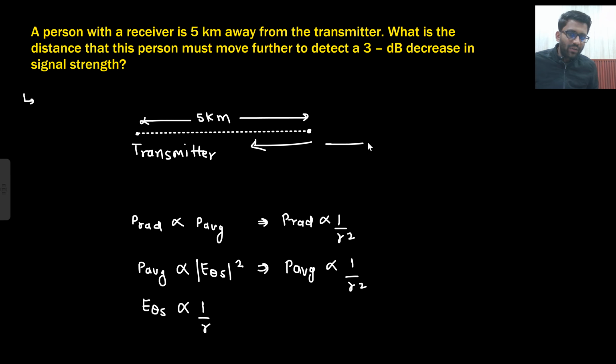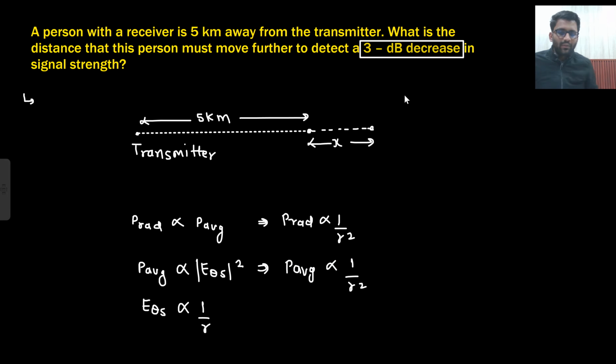Person will go in this direction only, no? It will cover some distance x because it needs to reduce the power. And how much power does it need to reduce? 3 dB decrease. Do you remember what is the meaning of 3 dB decrease? If you have studied network analysis, then you would know. 3 dB decrease means half power. So here power is P. Then what is the power here? P by 2. So what I can do is, 10 log 10 of x is equal to 3 dB, I can write down.